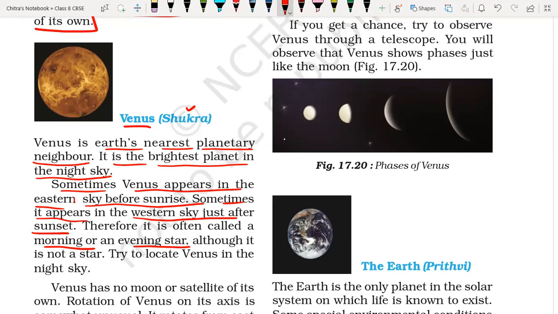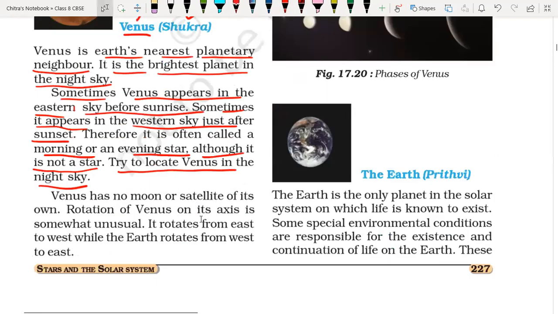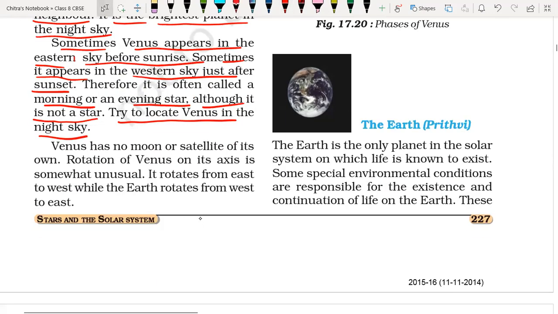Therefore, it is often called a morning or evening star. That's very important. Venus is also called the morning and evening star, although it is not a star because it does not have its own light. Try to locate Venus in the night sky. It is very difficult to identify in the night sky, but in morning and evening time it is very easy to detect. Venus has no moon or satellite of its own.